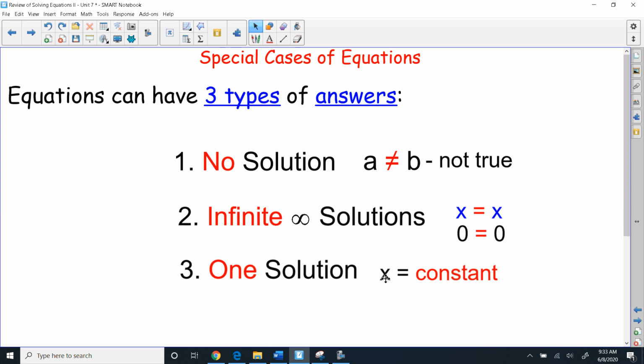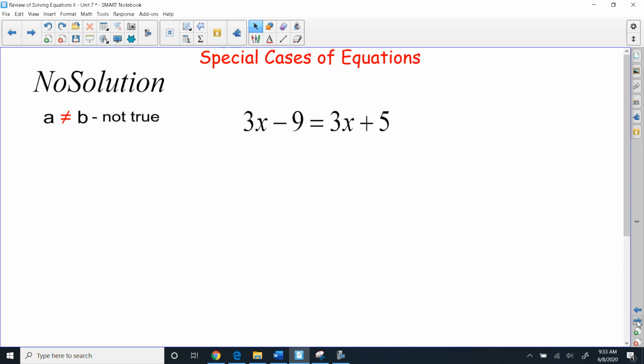Some variable is equal to a constant. So let's go and see no solutions, what that looks like. Where A is not equal to B, it's not a true statement. So here we have 3x minus 9 is equal to 3x plus 5.